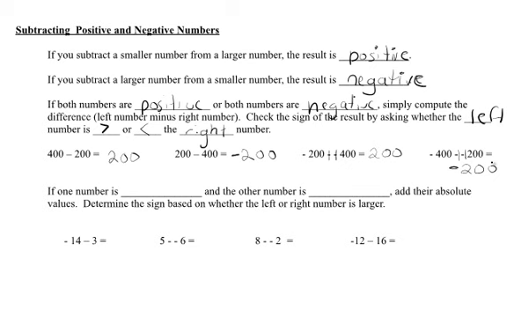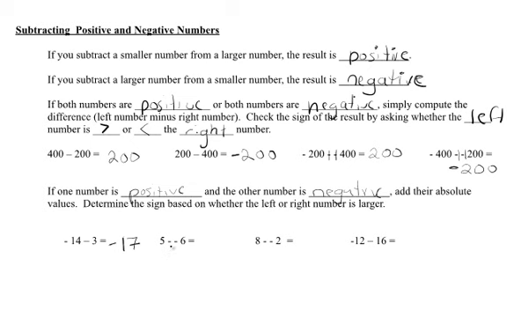Okay? Now if one number is positive and the other is negative, add their absolute values, determine the sign based on whether the left or the right number is larger. Okay? So we're adding their absolute values. So 14 plus 3 is 17. Which number is larger? Which absolute value is larger? 14, and it's negative. So it's going to be negative 17. Okay?